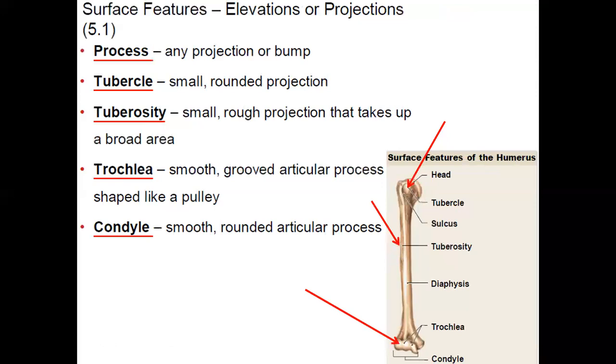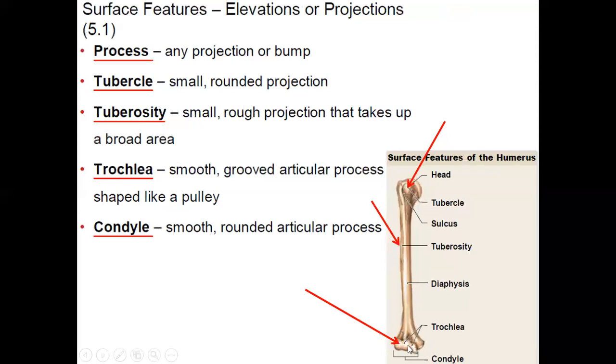The trochlea is a smooth, grooved articular process, and an articular process is where another bone attaches. So take a look here. This is the trochlea, right here. So these two points. There's another third point here that's a different structure. It's called the capitulum. We'll talk about it later.